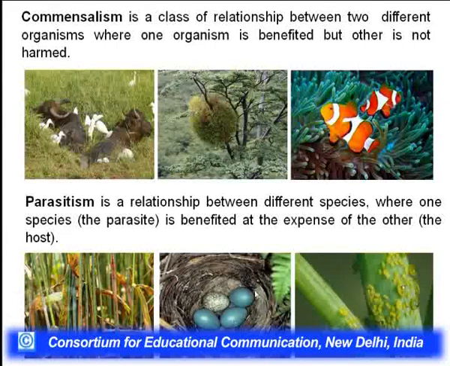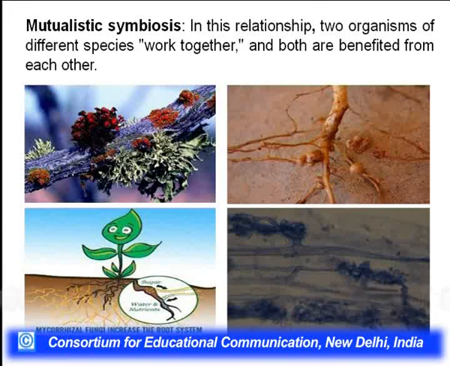And this slide is the example of brood parasitism. In case of the brood parasitism, you may have studied that the cuckoo is laying eggs in the nest of the crows, and these eggs are being incubated by crows. While in this photograph, you can see here that this plant is again being affected by a number of pests. So in this way, parasitism is the phenomena where one species is being benefited while other is harmed. And third one is mutualistic symbiosis.